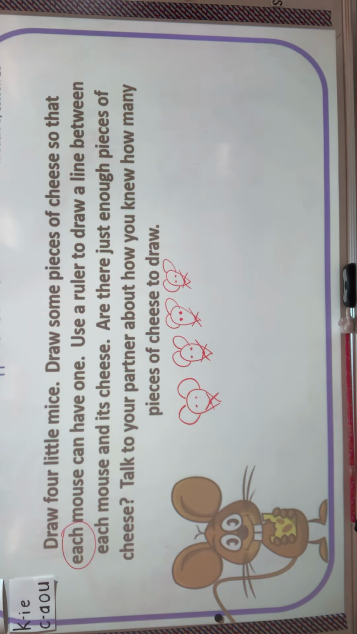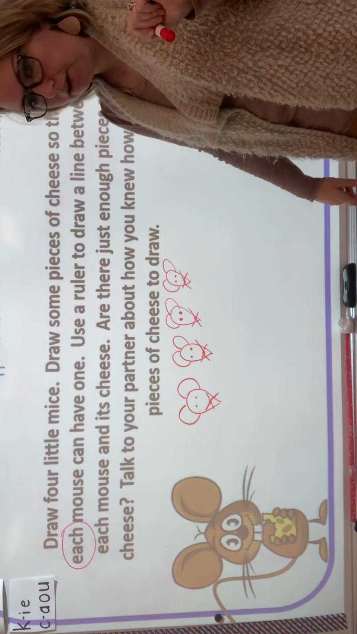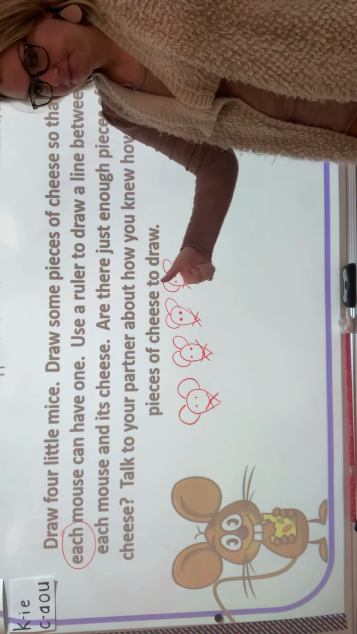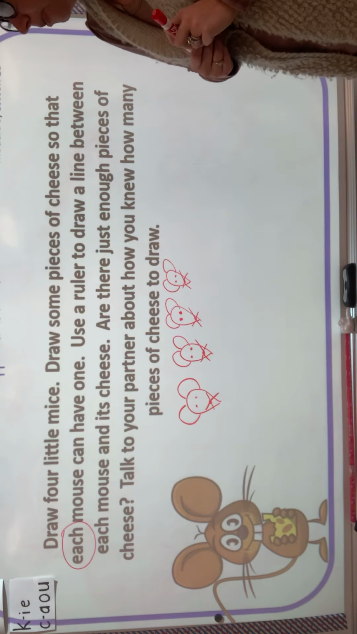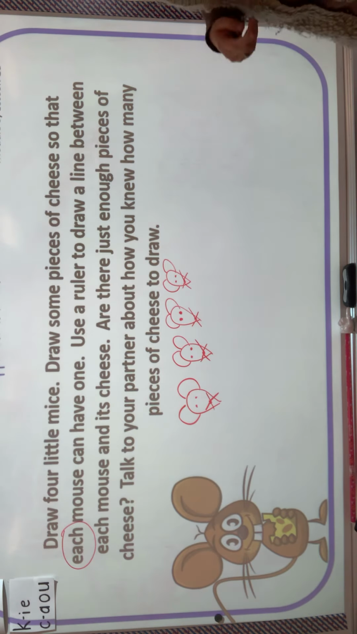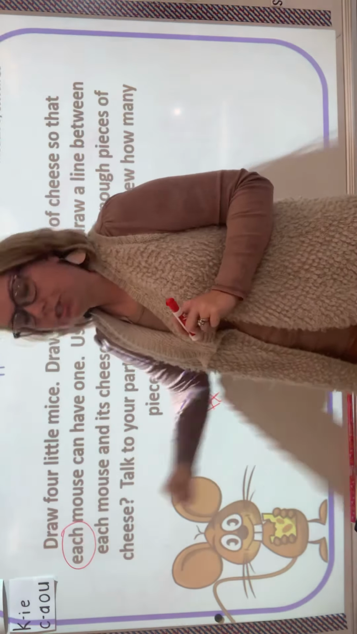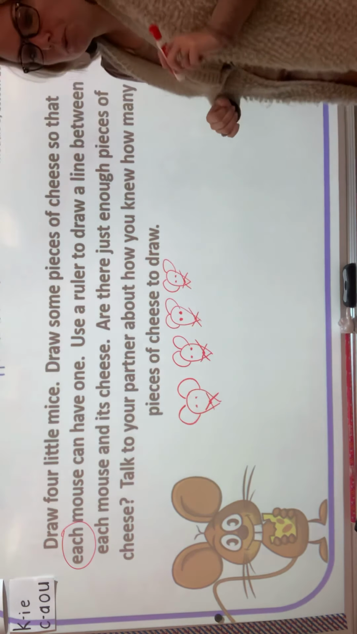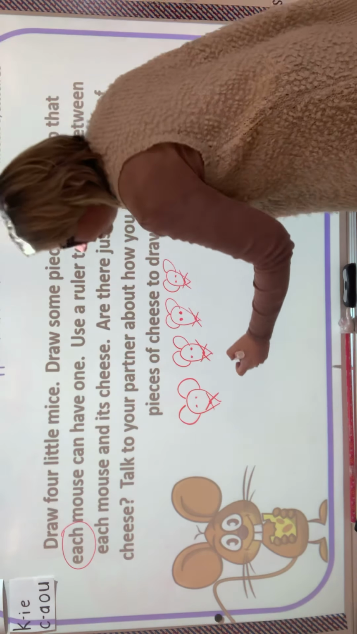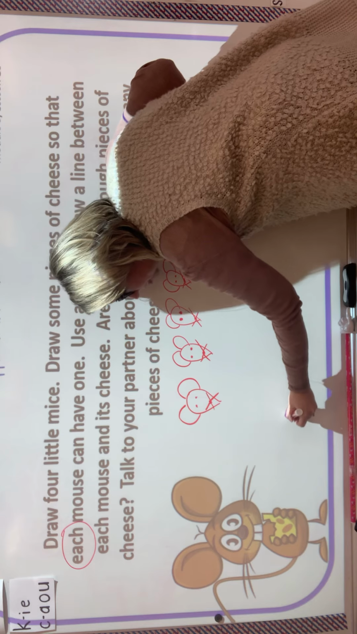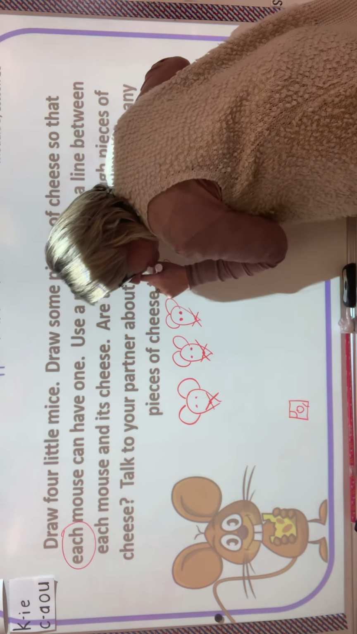Okay, let me make sure I have 4. I need to go back and count. 1, 2, 3, 4. Do I have 4? Looks like I do. Now, my next sentence says, draw some pieces of cheese so that each, we talked about each, mouse can have 1. Well, I'm just going to draw a square piece of cheese. So I need to draw some pieces of cheese. I'm going to draw it down here so that each mouse has 1. Some cheeses have holes in them, so maybe I'll put some holes.